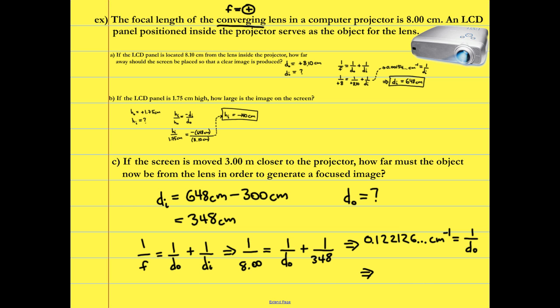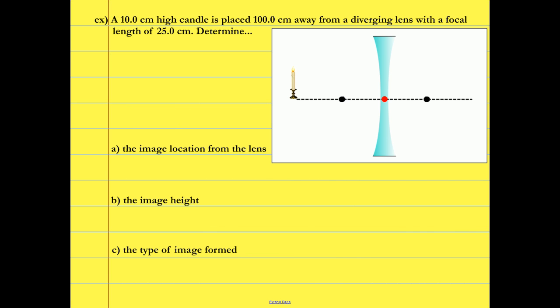We're going to invert both sides of this equation, giving us the object distance, which is 8.2 centimeters. In this example, we're asked to predict the image characteristics of a candle when viewed through a diverging lens. So don't forget the focal length is negative. We could jump straight into the math here, but we'll start with a rough diagram to get a sense of what sort of image we might expect.